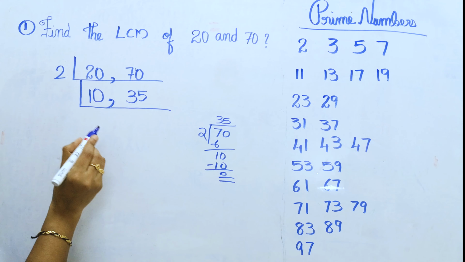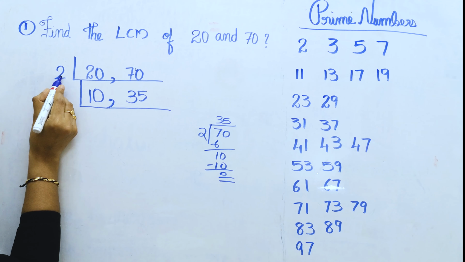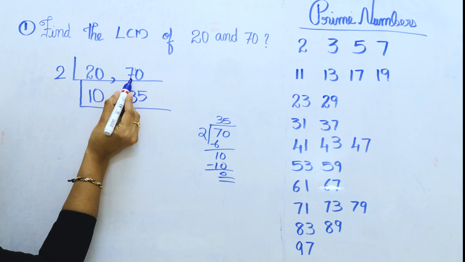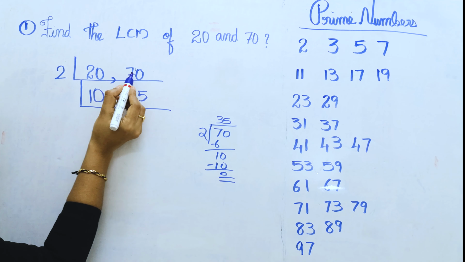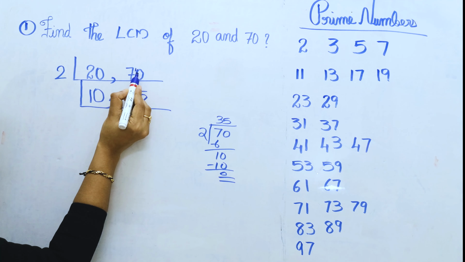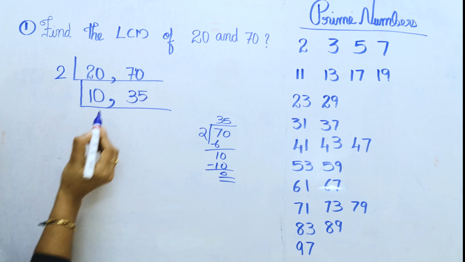Another method is also there. In our mind we can calculate. In the 2 table, which number comes here? 7. 2 threes are 6, right? But here it is 7. An extra 1 is there. That extra 1 we can keep with the next number. Here the next number is 0. So that means 10. So 2 fives are 10. So 2 35s are 70.